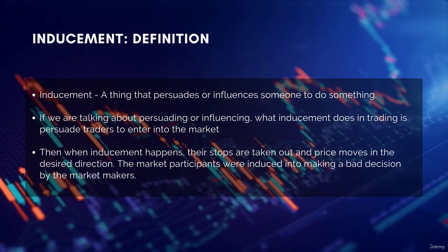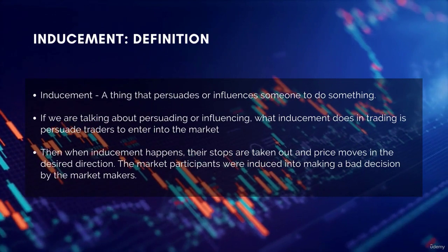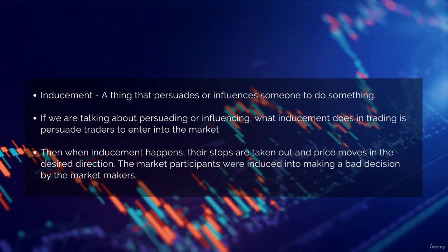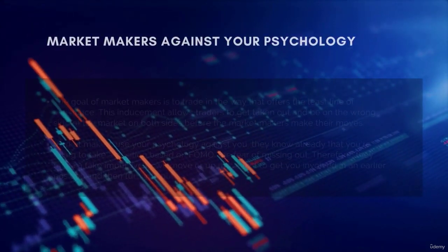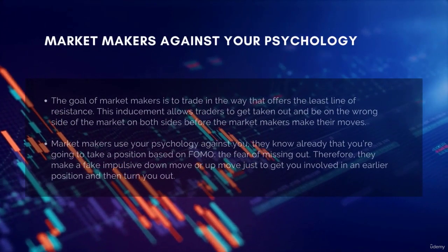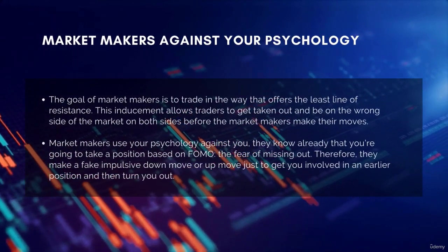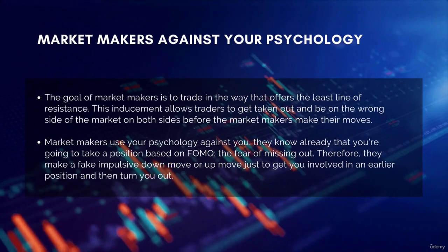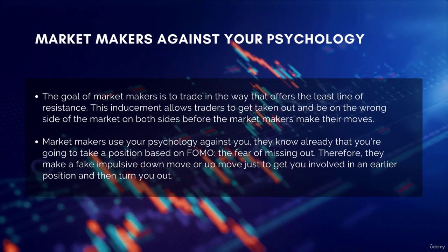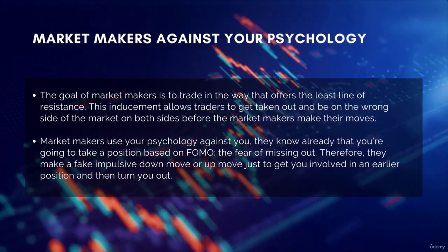The market participants were induced into making a bad decision by the market makers. The goal of market makers is to trade in the way that offers the least line of resistance. This inducement allows traders to get taken out and be on the wrong side of the market on both sides before the market makers make their moves.